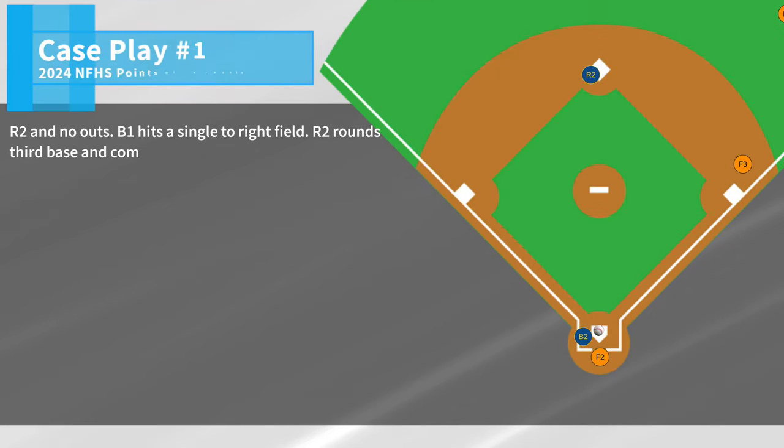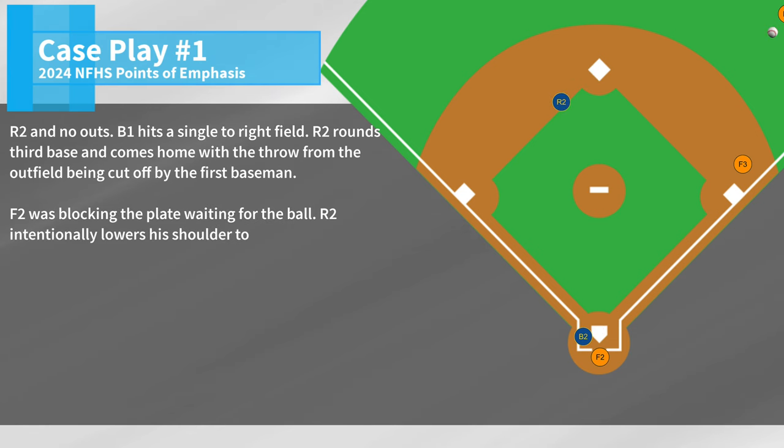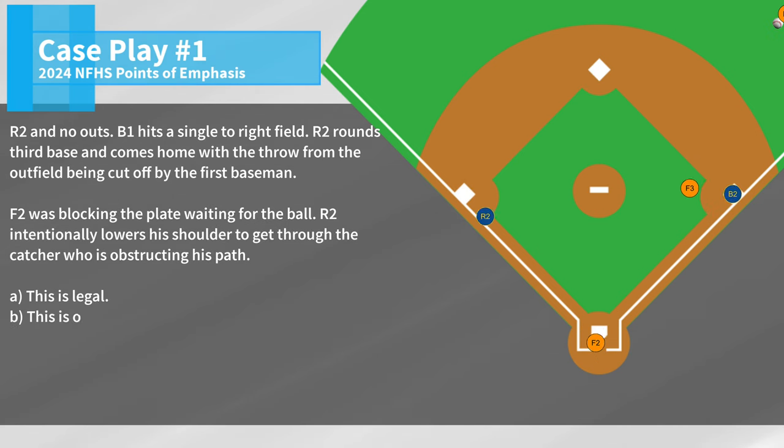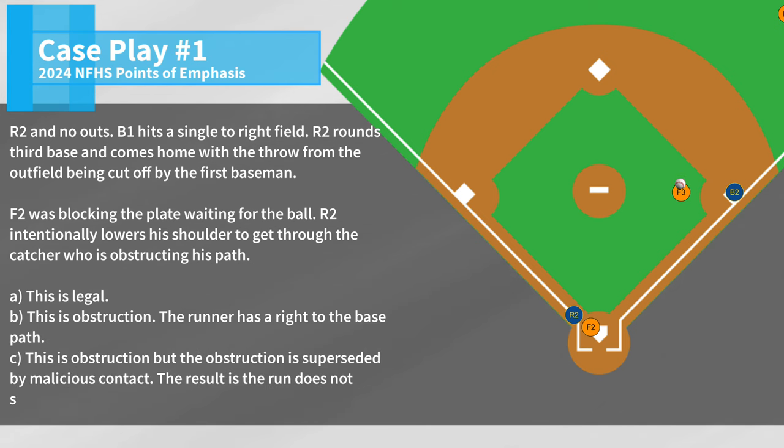So now that we've reviewed the three points of emphasis, let's jump into the related case plays. Case play number one, R2 and no outs. B1 hits a single to right field. R2 rounds third base and comes home with the throw from the outfield being cut off by the first baseman. F2 was blocking the plate, waiting for the ball, and R2 intentionally lowers his shoulder to get through the catcher who is obstructing his path.